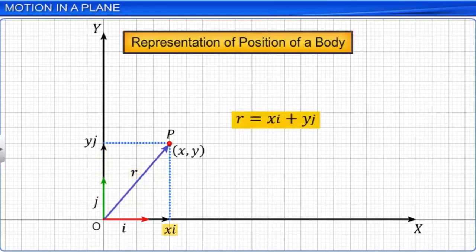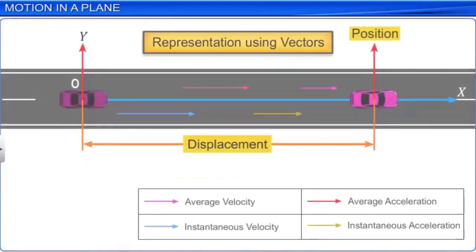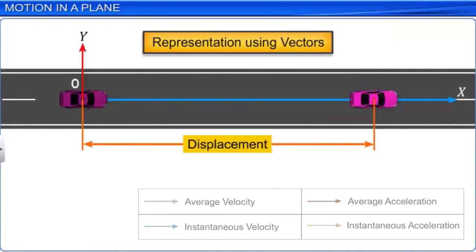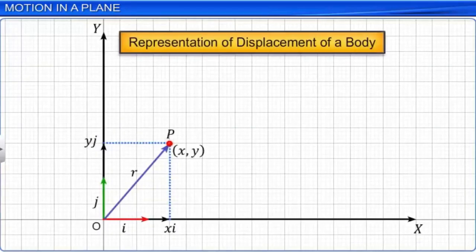So the resultant vector r will be given by the component of the x plus the component of the y. In a similar way, now we have done it for the position vector. Let us look into the displacement vector, how it is going to be represented in 2 dimensions. So here is a representation of the displacement of a body.